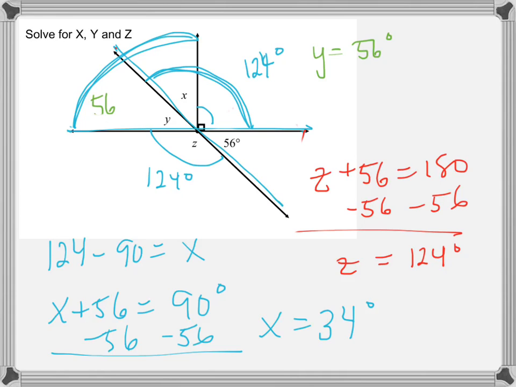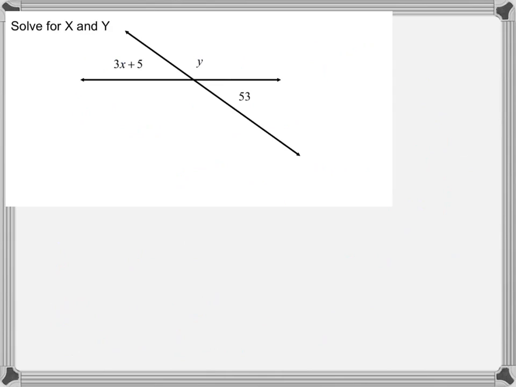Okay, so I have solved for all of my variables here. I know that x is equal to 34 degrees, that y is equal to 56 degrees, and that z is equal to 124 degrees. Now I have to solve for my x and y in this situation. You might be able to do this already, so you might want to pause the video and come back to it when I'm finished.